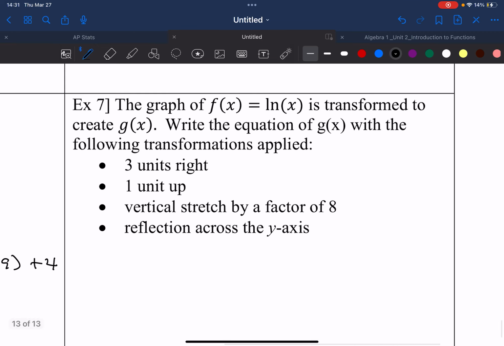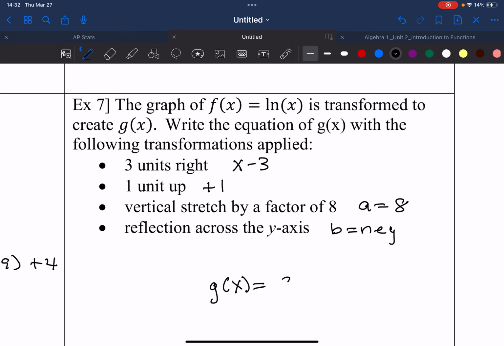And then lastly, number 7, I have g of x. 3 units to the right means x minus 3. 1 unit up means plus 1. Vertical stretch of 8 is a equal to 8. And reflection across the y-axis is b equal to negative. So this is g of x is equal to 8 natural log of negative, and then x minus 3, plus 1.